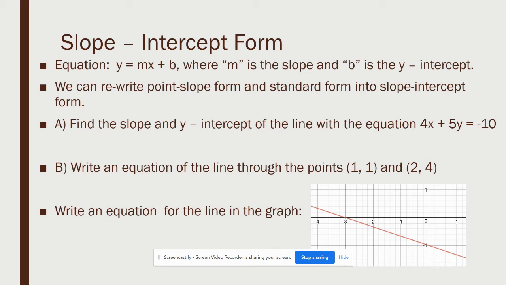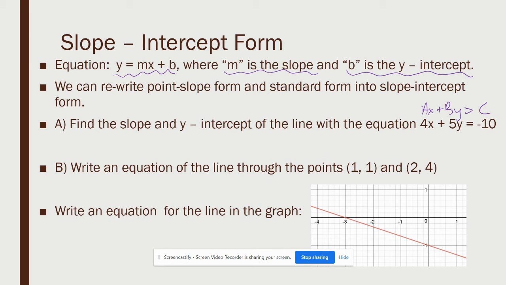Slope-intercept form. Remember the equation for slope-intercept form is y equals mx plus b, where m is our slope and b is our y-intercept. We can rewrite point-slope form and standard form into slope-intercept form. So let's try that. For example A, find the slope and y-intercept of this line. This is in standard form, ax plus by is equal to c.